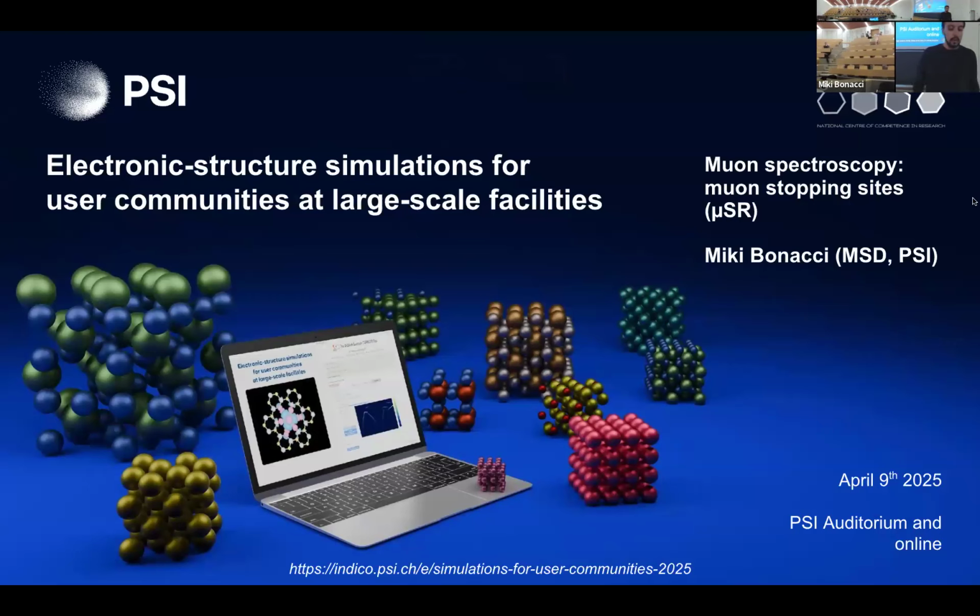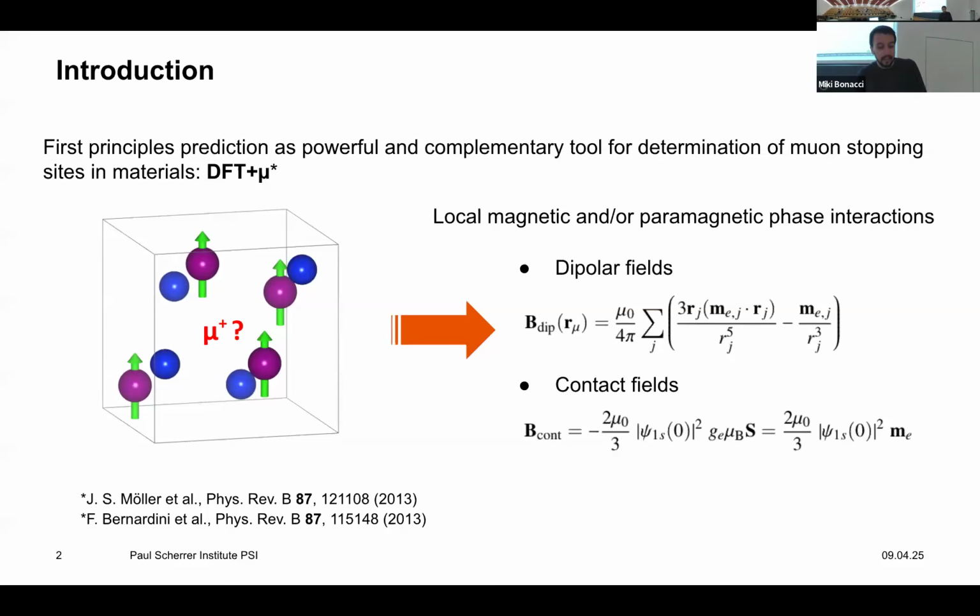Okay, now I will show you how to do muon spectroscopy by means of our app, in particular how to compute muon stopping sites of a material. The reason is that the determination of muon stopping sites is something very difficult, but it's possible, of course, to obtain by experiments. But in first principles approaches it is in principle straightforward.